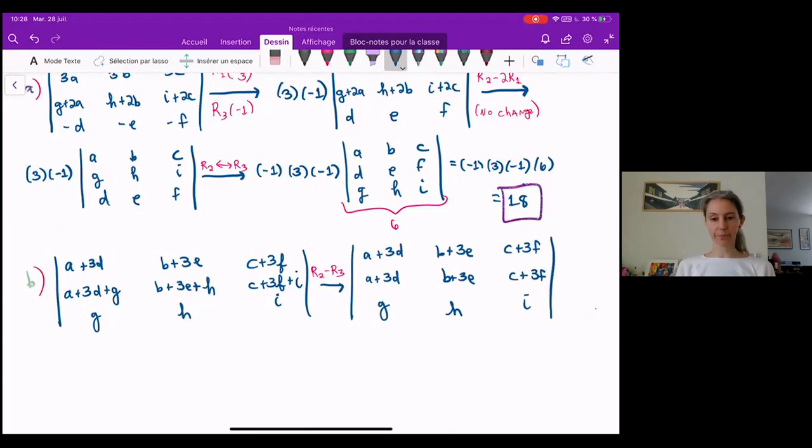What's this equal? You got it. It's 0 because 2 rows are multiples.